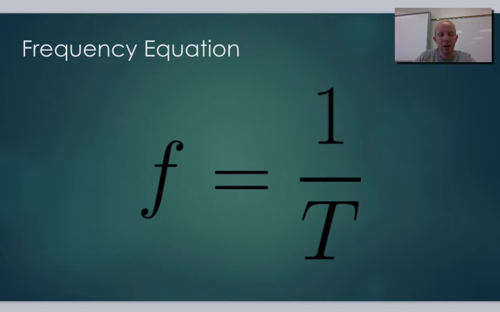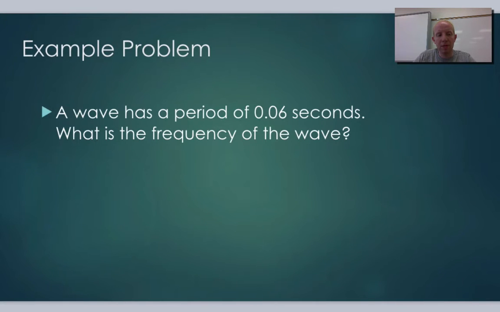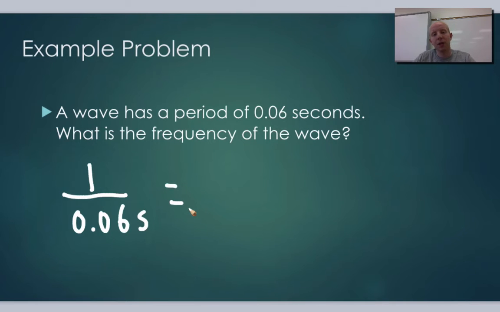Okay. So let's do an example problem really quick. So a wave has a period of 0.06 seconds. What is the frequency of the wave? Well, we're given period, we want frequency, so we just need to invert or divide from 1 the value that we were given, and that will give us the frequency. Okay, so 1 divided by 0.06 gives us about 16.7 hertz.